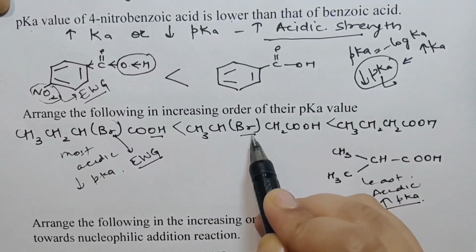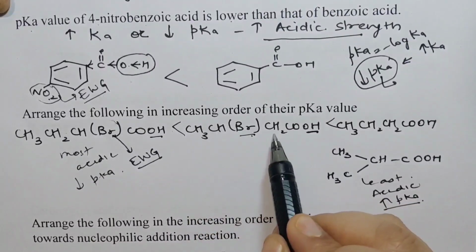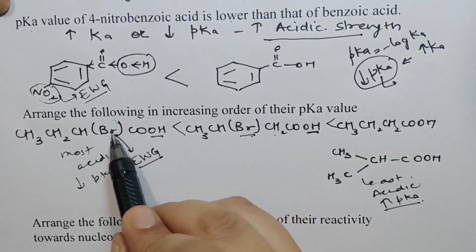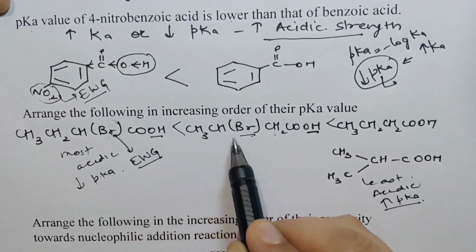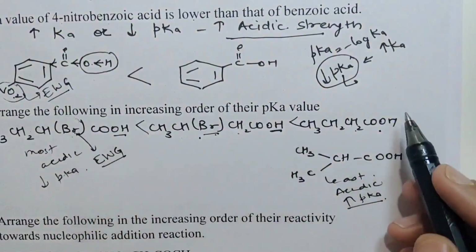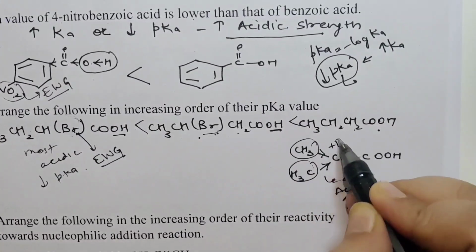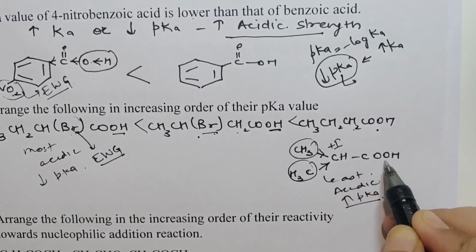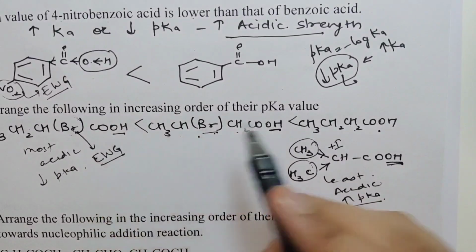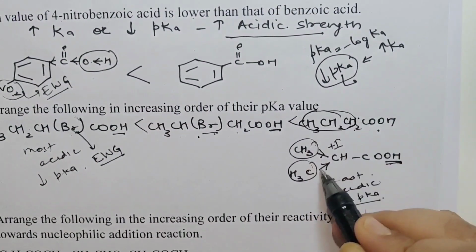Here also we have bromine, only one bromine. But here the bromine is a little away from the OH bond. As the distance increases, the effect of the electron withdrawing group would decrease. Therefore, since this bromine is closer to the OH bond, its effect would be more pronounced, making it more acidic than this. Coming to the next, here there is no electron withdrawing group. Therefore, this is less acidic than the other two. Here we have two alkyl groups giving plus I effect, increasing the electron density and therefore decreasing the polarity of the OH bond. Now this effect is opposite to this. Here also we have an R group, but there is only one big R group. Here we have two R groups.